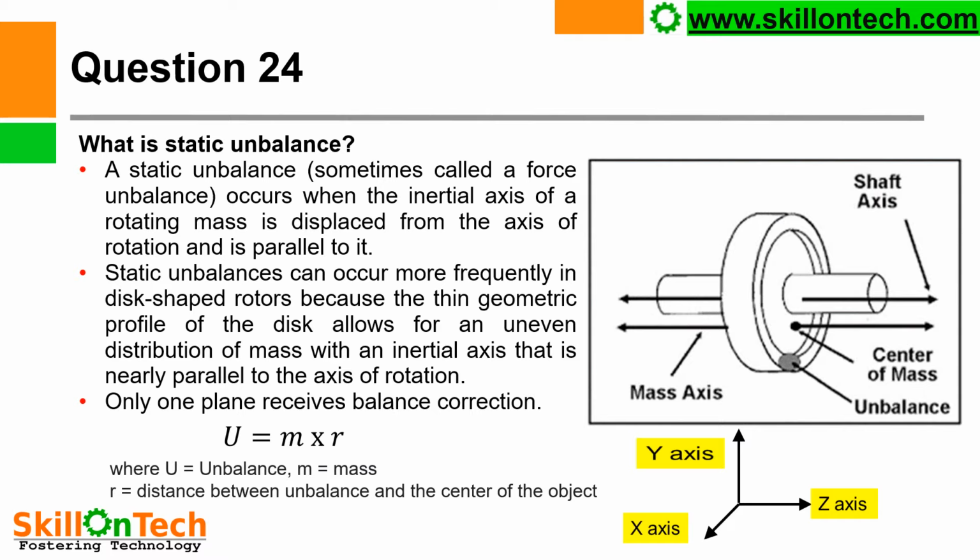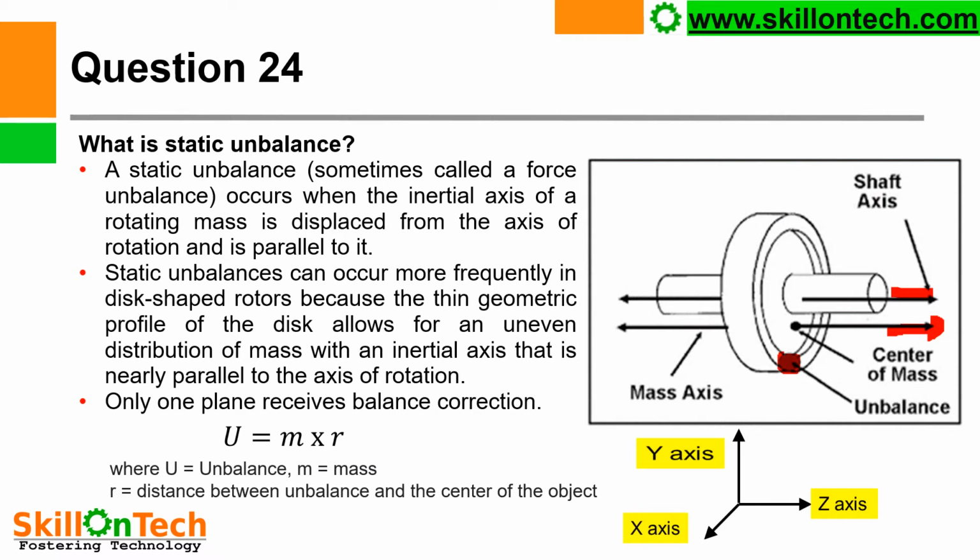What is static unbalance? A static unbalance, sometimes called a force unbalance, occurs when the inertial axis of the rotating mass is displaced from the axis of rotation and is parallel to it. You can see in this picture, this is the shaft axis, the axis of rotation, and this is the mass axis. Both are parallel, and this is the unbalanced mass which is shown here.